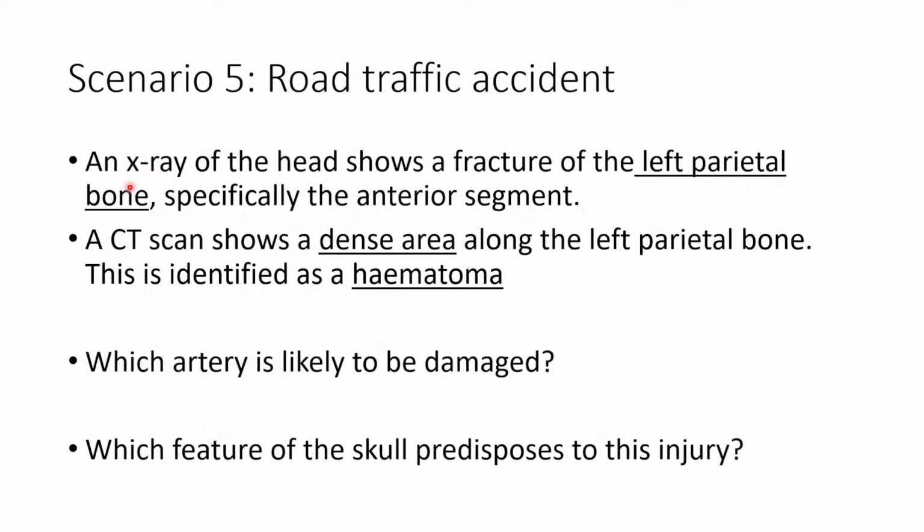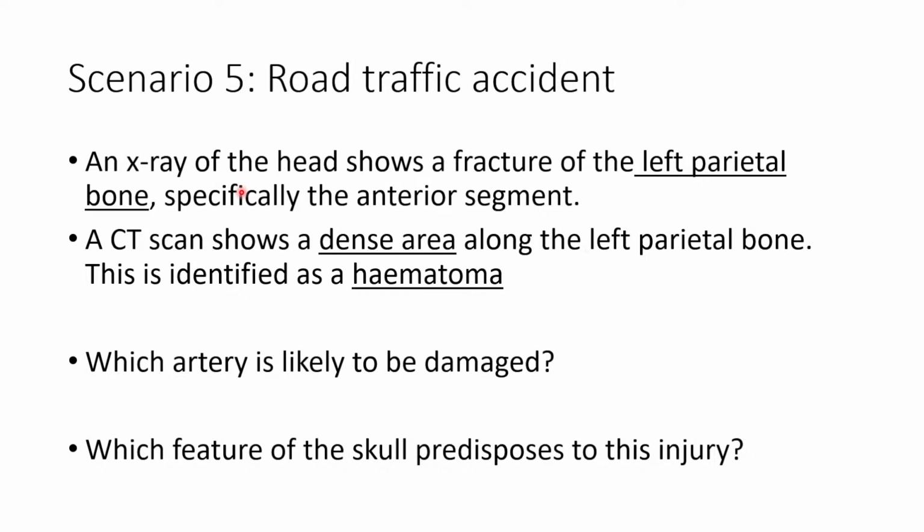Okay, so we do an X-ray, we do some imaging. X-ray shows a fracture of the left parietal bone, specifically the anterior segment. So you think, okay, CT scan. In real life, not in exam world, but in real life, you would do a CT scan immediately because of the suspicion for the brain bleed. Now on the CT scan, you have a dense area on the left parietal bone, and you've identified this as a hematoma. Dense areas on CT always look as a hematoma. There's always blood. And the question's asking you which artery is damaged.